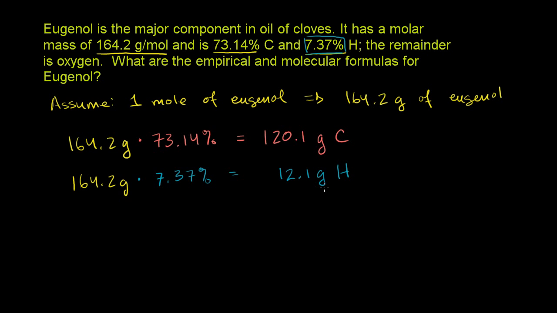Now they don't give us explicitly the percent composition of oxygen. But we could figure it out fairly easily because we know everything left over is oxygen. We could take the mass of hydrogen and the mass of carbon, subtract them both from 164.2, and whatever is left over will be oxygen. Or we could figure out the percentage that's oxygen, because these all have to add up to 100%, and then multiply. Either way would work.